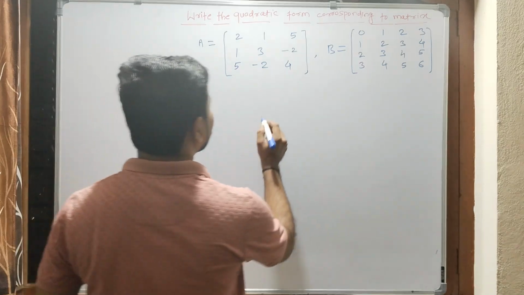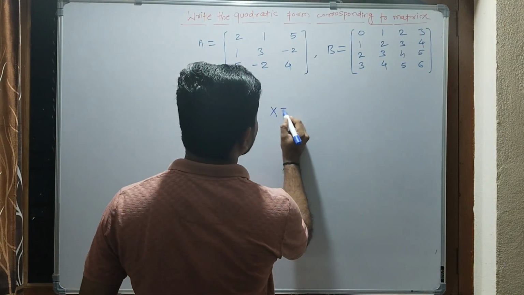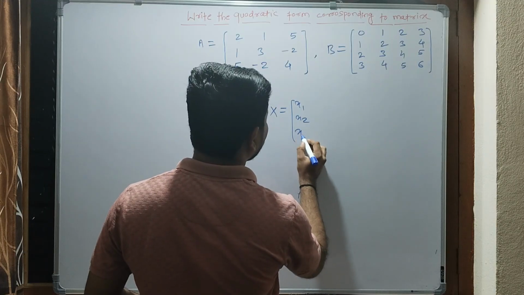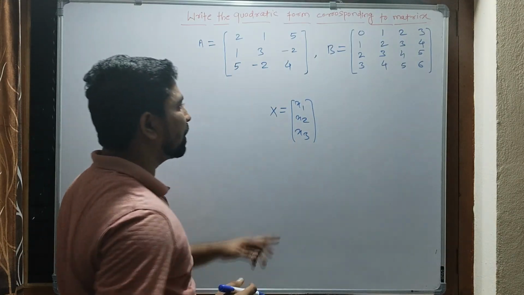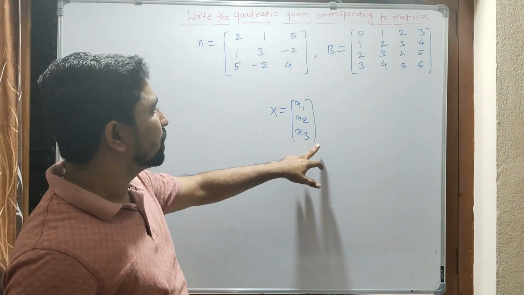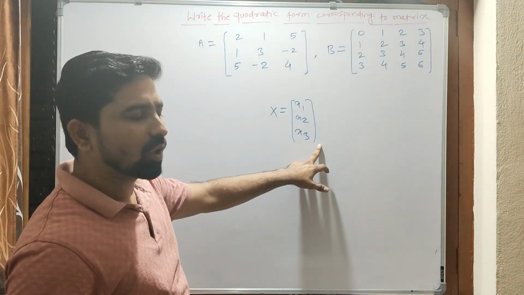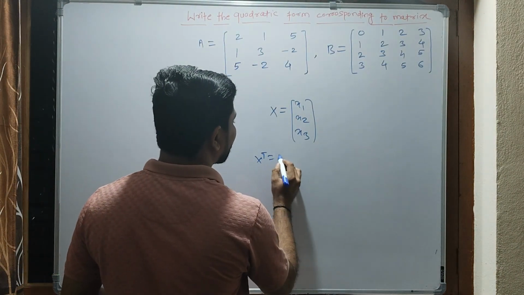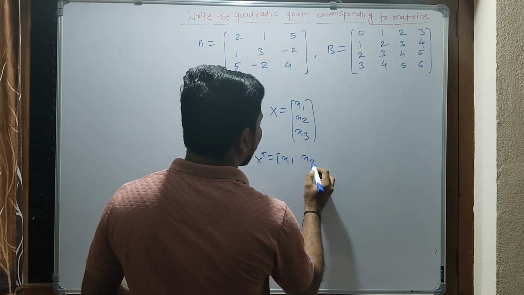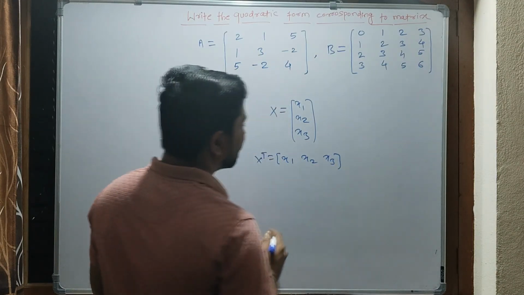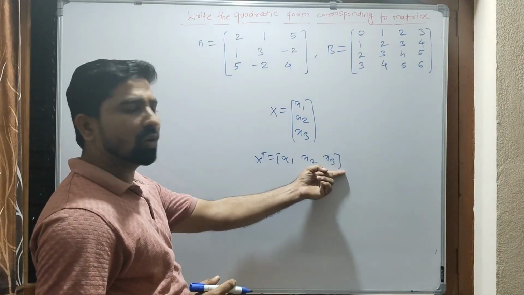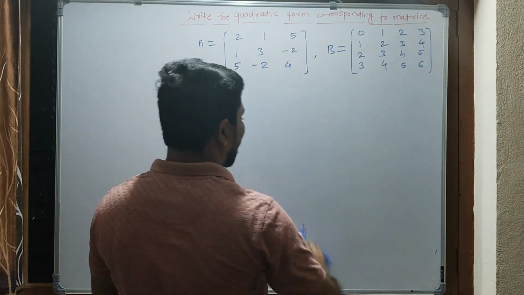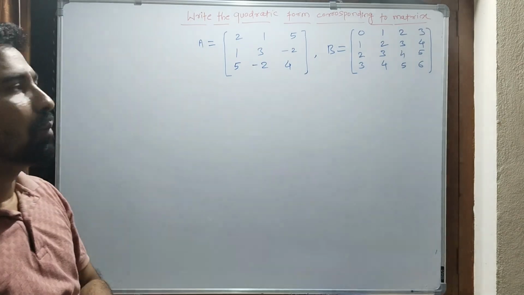Let's say here I am taking x1, x2 and x3 as the column vector of order 3 rows and 1 column. So we have to take x transpose, that is x1, x2 and x3, a row vector having 1 row and 3 columns. So how to write the quadratic form corresponding to this matrix A?